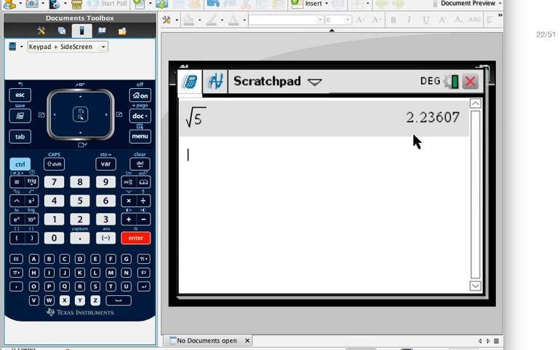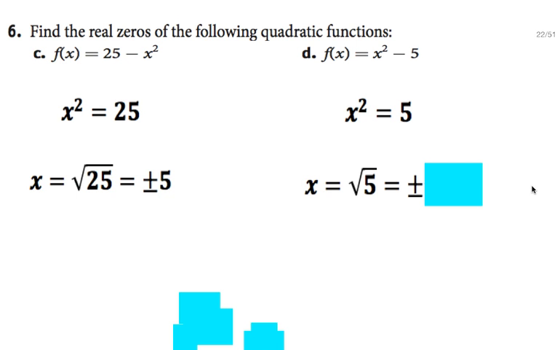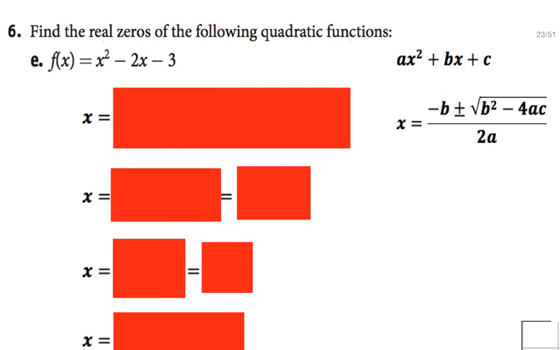So if I was plotting this on a graph, I would find a value just a little past 2 and put a dot there. Okay, however, if I'm asking for the solutions, I don't want you to tell me 2.2. I want you to tell me the square root of 5, positive or negative square root of 5. Okay, let's look at some more examples.